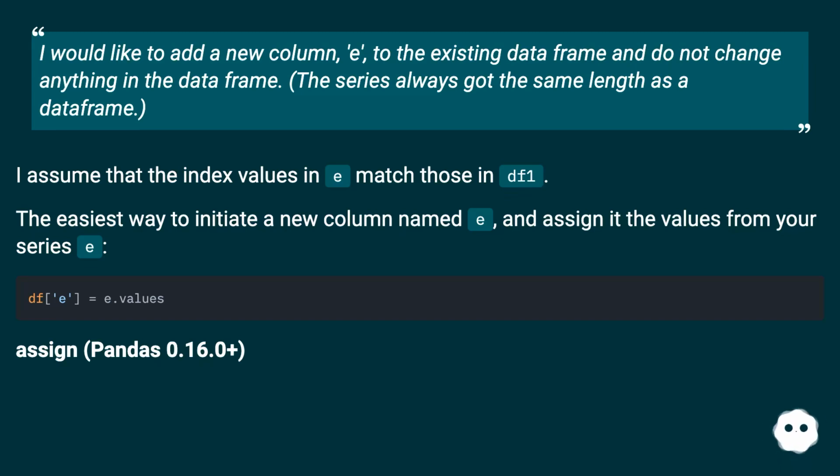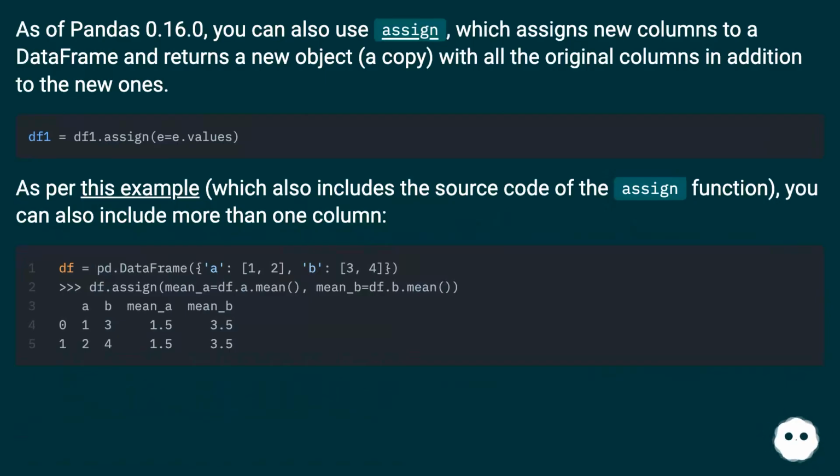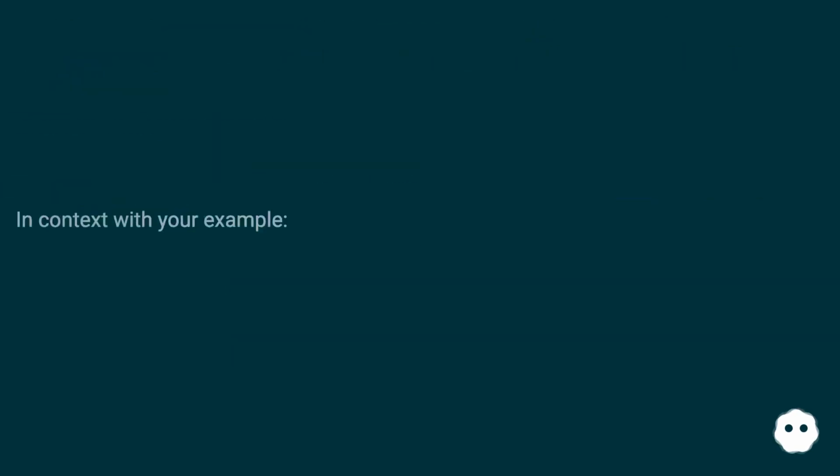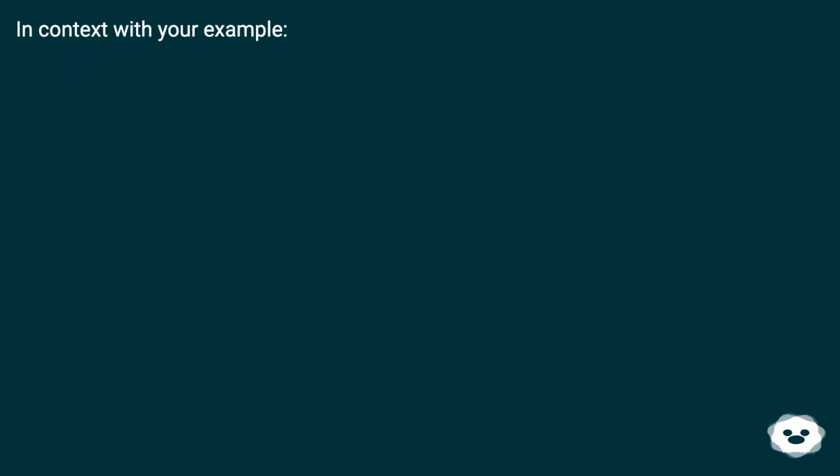Assign, pandas 0.16.0+. As of pandas 0.16.0, you can also use assign, which assigns new columns to a data frame and returns a new object, a copy, with all the original columns in addition to the new ones. As per this example, which also includes the source code of the assign function, you can also include more than one column. In context with your example.